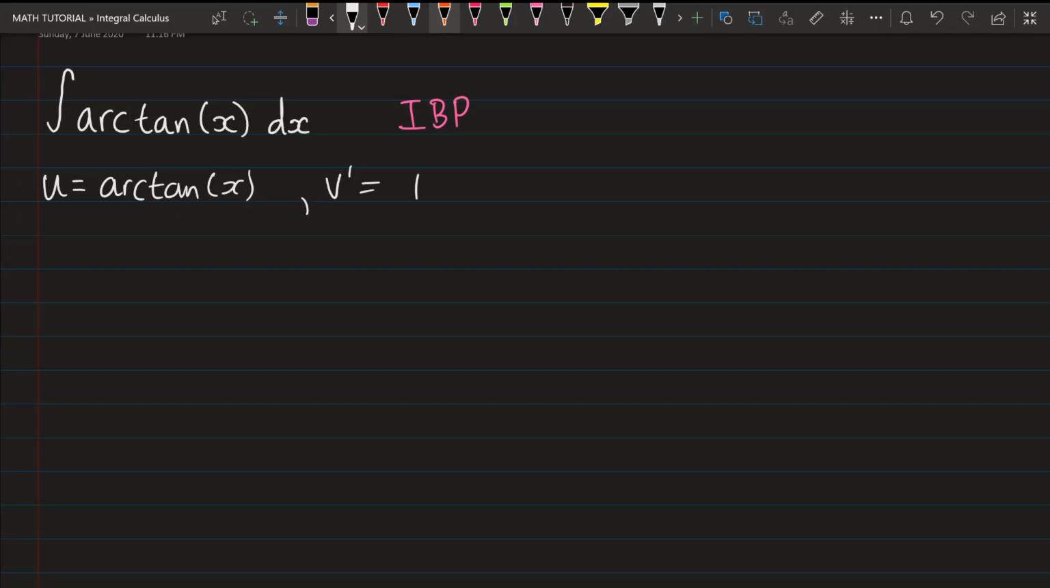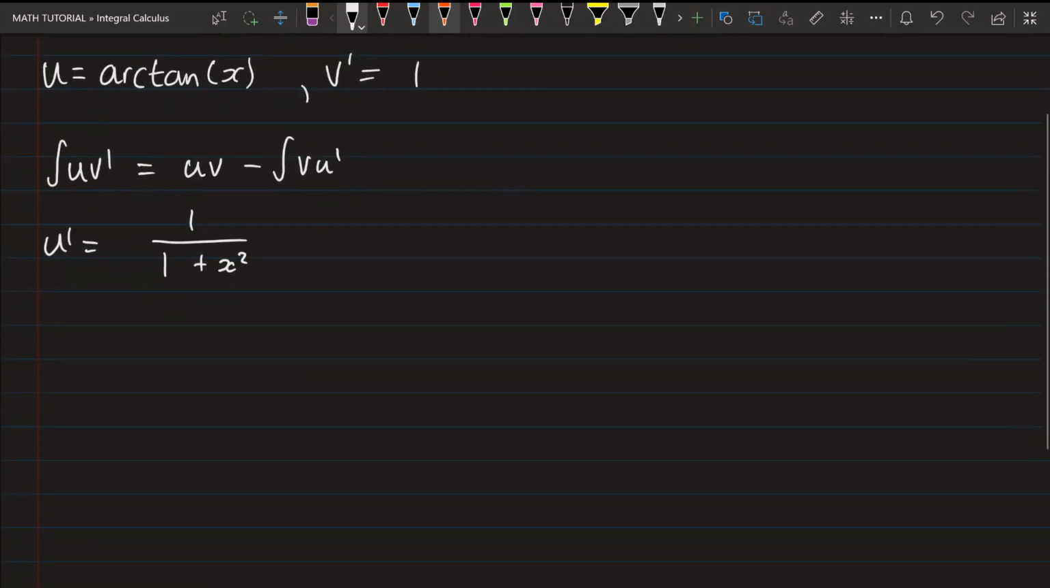Interesting, right? Now we use the fact that the integral of u v prime is equal to uv, take away the integral of v u prime. Now we want to find u prime, and in this case u prime is nothing but 1 over 1 plus x squared. The proof could be found in a previous video that I've done on my previous channel, but I might do another proof just to keep everything mathematically based on this one channel. Basically you just use a bunch of trigonometric identities.